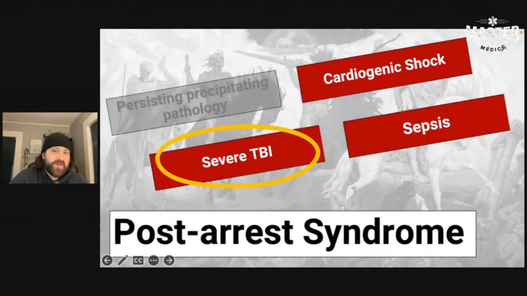So, remember how we said this patient's in cardiogenic shock, septic shock, and then also has a severe TBI. We need to prevent secondary brain injury. And there's really four things that we need to do right away.